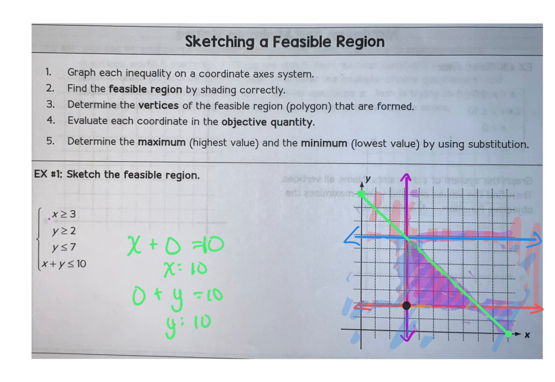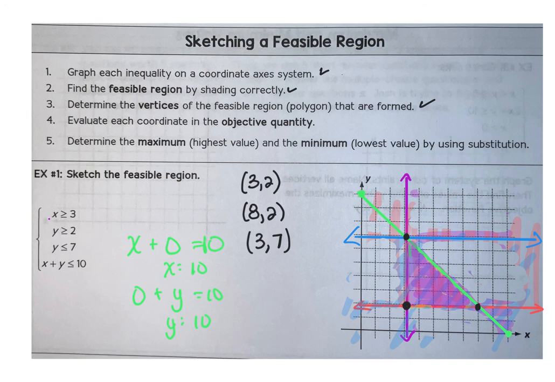Okay, what point is that? 3, 2. That is 3, 2. So I'm going to test 3, 2. I have a point right here. What's this guy? 8, 2, right? I have a vertex right here. 3, 7. Since it's a triangle, how many vertices should I have? 3, okay? So now that I have graphed it, I have found my feasible region, I have found my vertices, I'm going to evaluate them into my objective function.